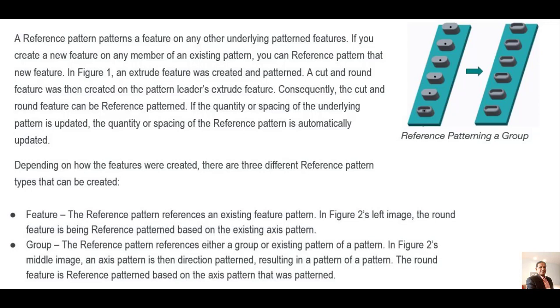If the quantity or spacing of the underlying pattern is updated, the quantity or spacing of the reference pattern is also automatically updated. Depending upon how the features were created, there are three different reference pattern types that can be created. One is feature: the reference pattern references an existing feature pattern. Group: the reference pattern references either a group or existing pattern of a pattern. Both: the reference pattern references both existing feature pattern and a group pattern.